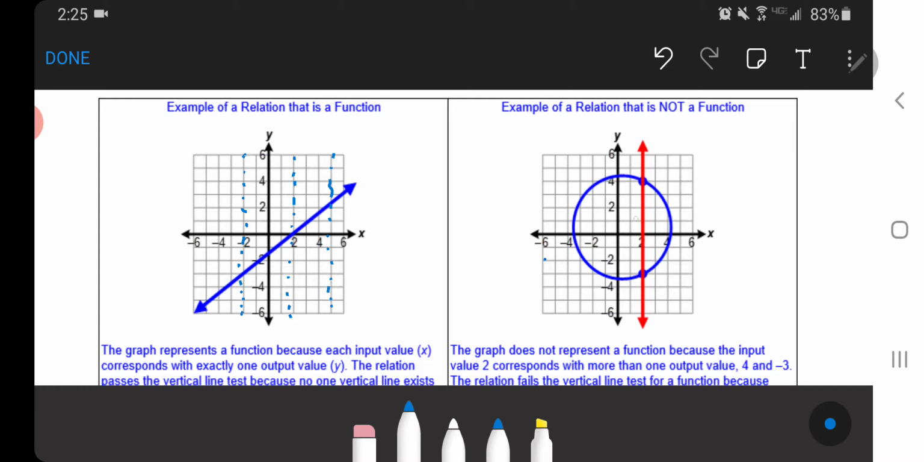Over here on the right hand side, we have a circle graph. You can see though, if we draw a vertical line here, we hit the graph twice. And if we hit it 2 or more times, it is not a function. Even if we do it right here, we'd hit it twice, so it cannot be a function. Anywhere we draw this line, we hit it twice. So it is not a function.